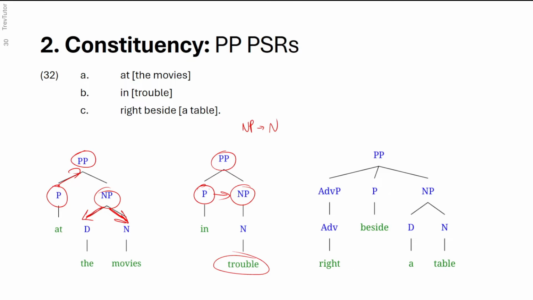Now, for the case of right beside a table, this is the only prepositional phrase that is going to be three branching, with the adverb phrase. So right describing the preposition, which is introducing the noun phrase, and the noun phrase, the table, determiner and noun. So using the phrase structure rule, NP going to D and N. So these are the constituency phrase structure rules for our 5 lexical categories: adjectives, nouns, adverbs, verbs, and prepositions.